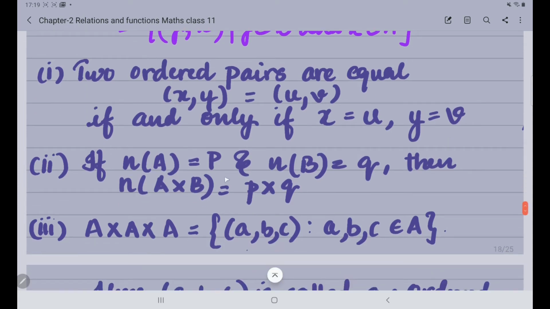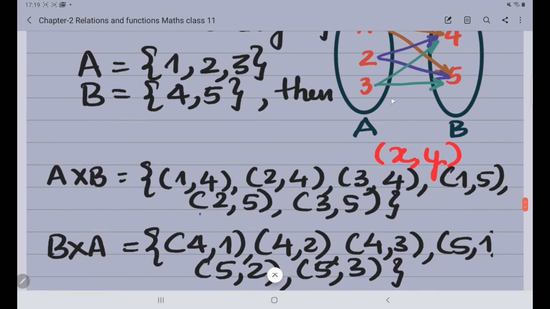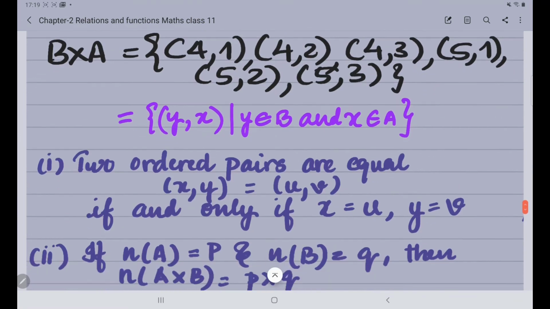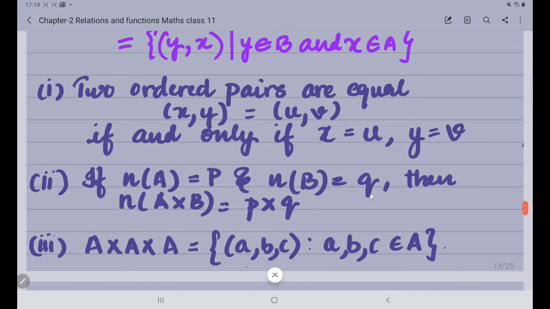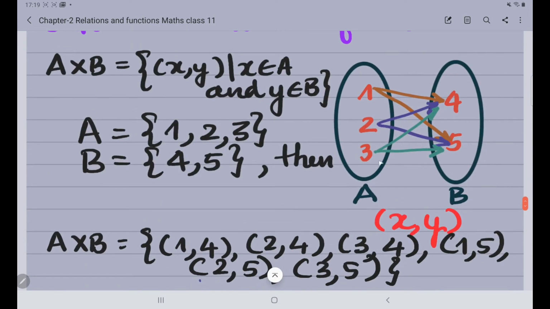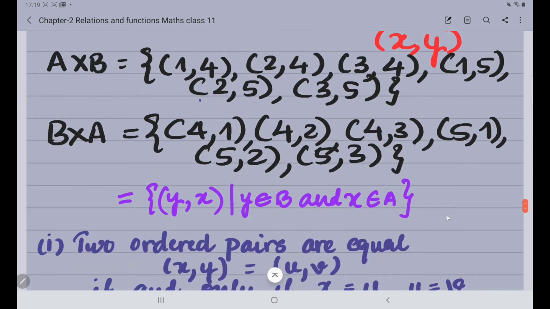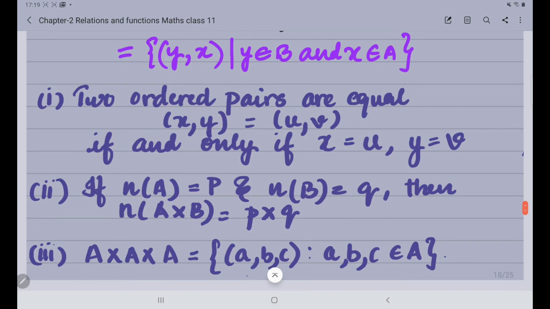Again, if n of A is equal to p, what is this n of A? n of A is the number of elements of A. For example, in this case, n of A is equal to p. What is the value of p? 3. If n of A equals p and n of B equals q, then the number of elements of A cross B will be p into q. Let's take the same example. n of A is 3, and n of B, that is q, is 2 because of 4 and 5. So how many elements are there in A cross B? 1, 2, 3, 4, 5, 6. Actually, n of A is 3 and n of B is 2, so n of A cross B is 3 into 2, that is 6. The number of elements of A cross B is 6, and that is true.